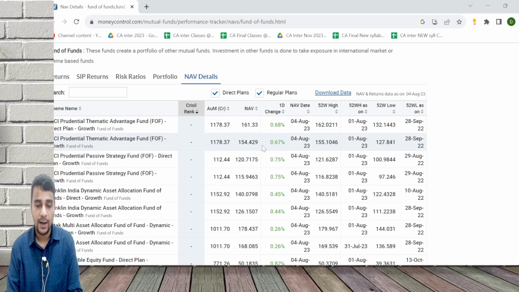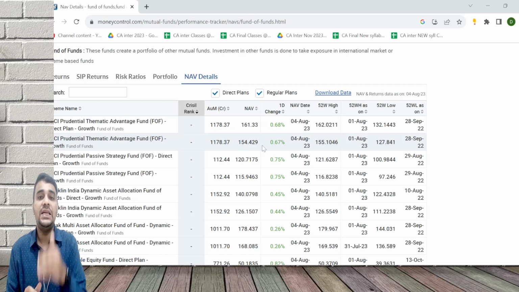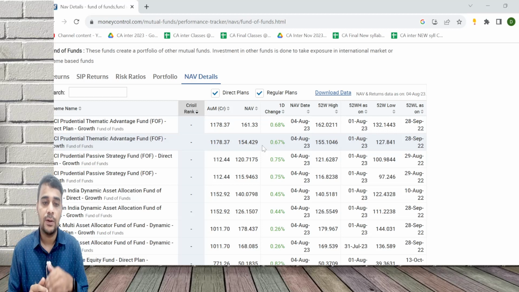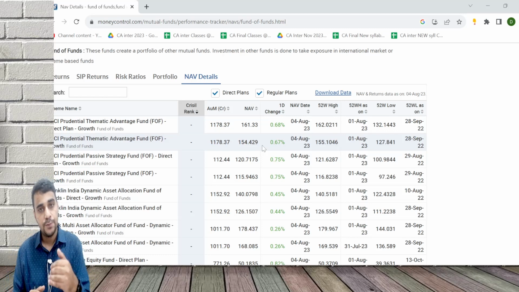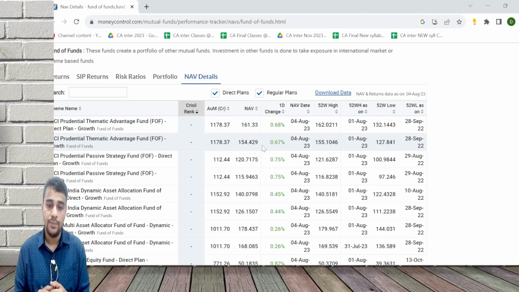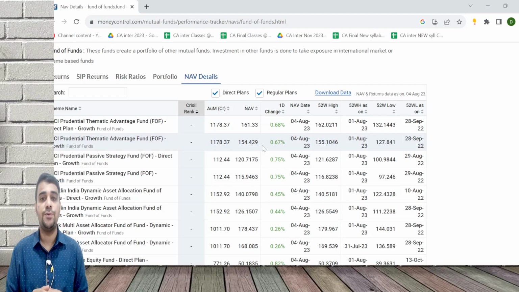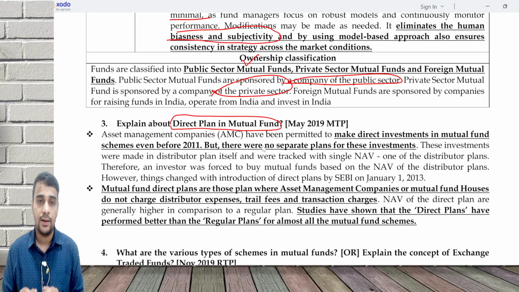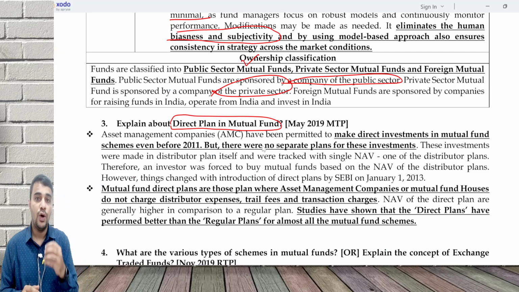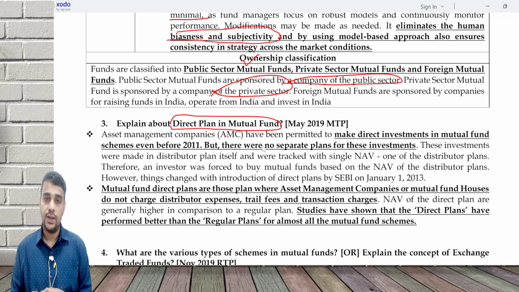What is a direct plan? Whenever you invest in a mutual fund, a lot of times you are going to use an intermediary for the purpose of investing in a mutual fund. This intermediary will be paid a commission by the mutual fund AMC. The mutual fund AMC is going to pay some commission to this mutual fund distributor. You may say that I want to invest through my bank, so the bank is the intermediary. You want to use some portal, that portal becomes an intermediary.